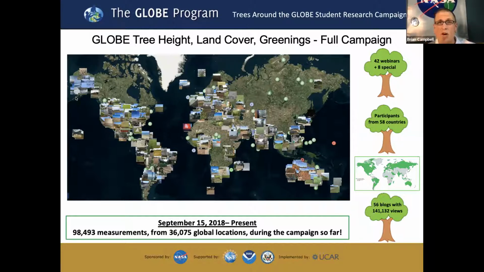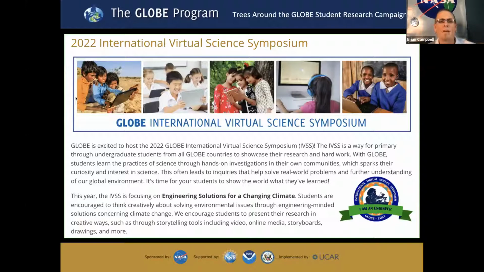We also, I think it's our 43rd webinar for the campaign. We've had 8 special webinars. These are just ones that popped up sporadically, and we're going to have another one very soon in April. So next month, we're going to have a special one, and we'll talk about that in a second. We currently have participants from 58 countries, and as part of the campaign, we have 56 blogs with over 140,000 views. So, congratulations to everyone for contributing to all this amazing information in the GLOBE database and as part of the campaign.